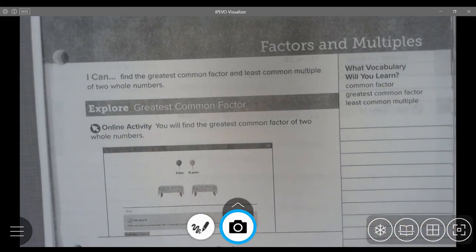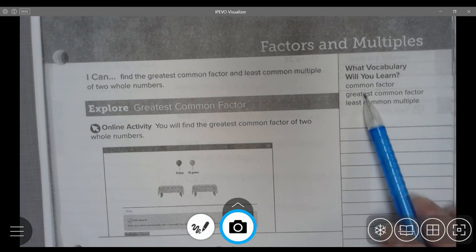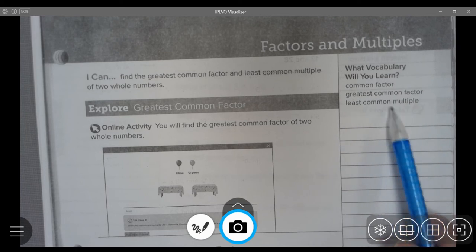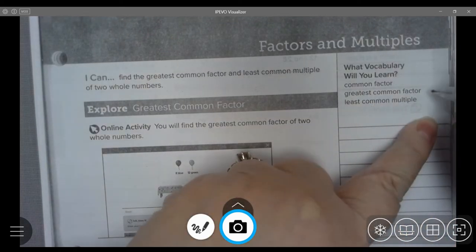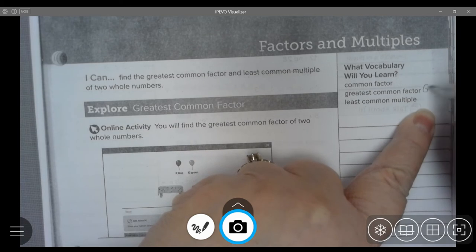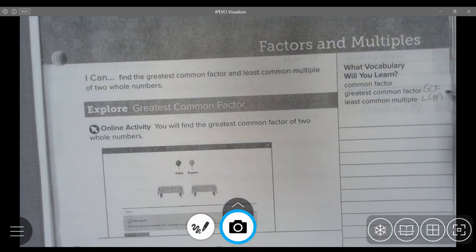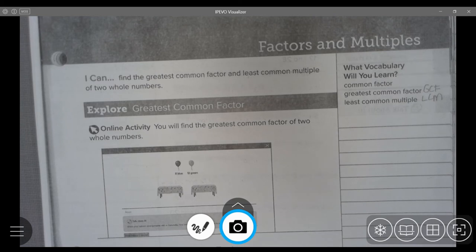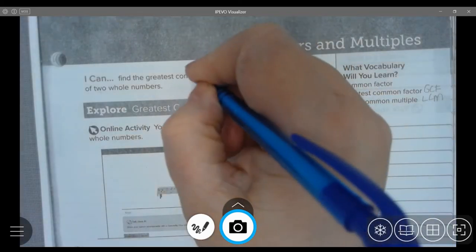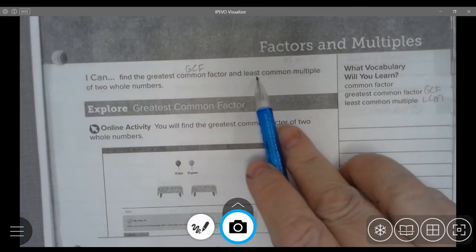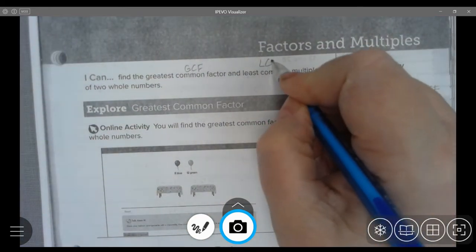And the vocabulary we're going to look at in this lesson would be common factor, greatest common factor, and least common multiple. Another way we also talk about this, we give it the initials GCF or LCM. So those are the two things you might see also. Greatest common factor, we just use the first letters of each of those words. And then LCM, least common multiple, would be LCM.